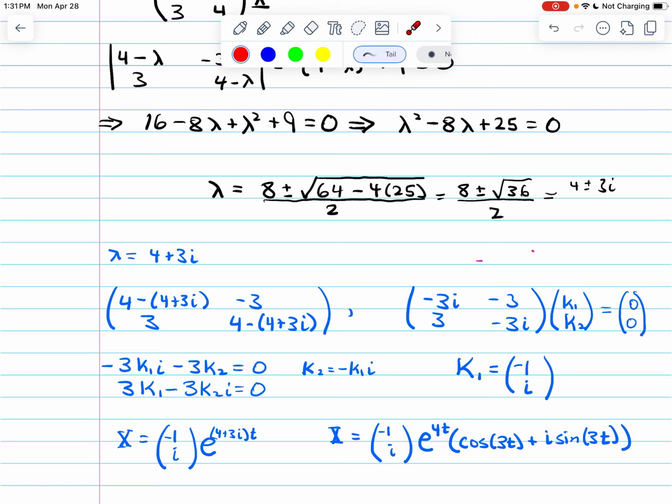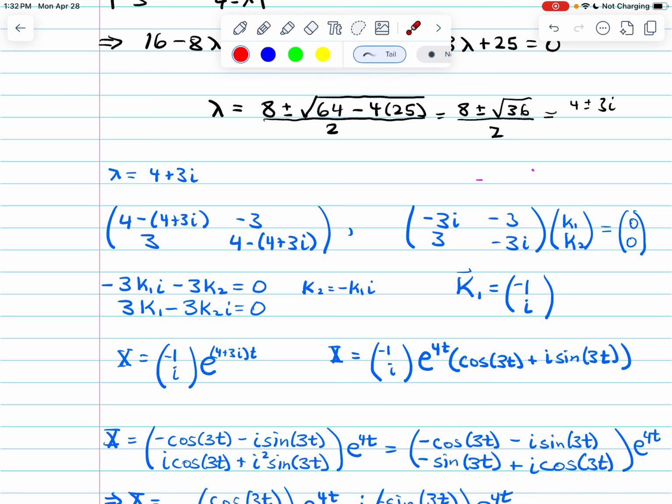Now, I should probably start putting little arrows above here, so you'll distinguish the K's. These are lowercase k's and these are uppercase bold K's, but you can't tell. But what we have here is your eigenvector. Now, what I want to do with that is write a solution. Here you have it. This is the solution: negative 1, i, e to the 4 plus 3i t.